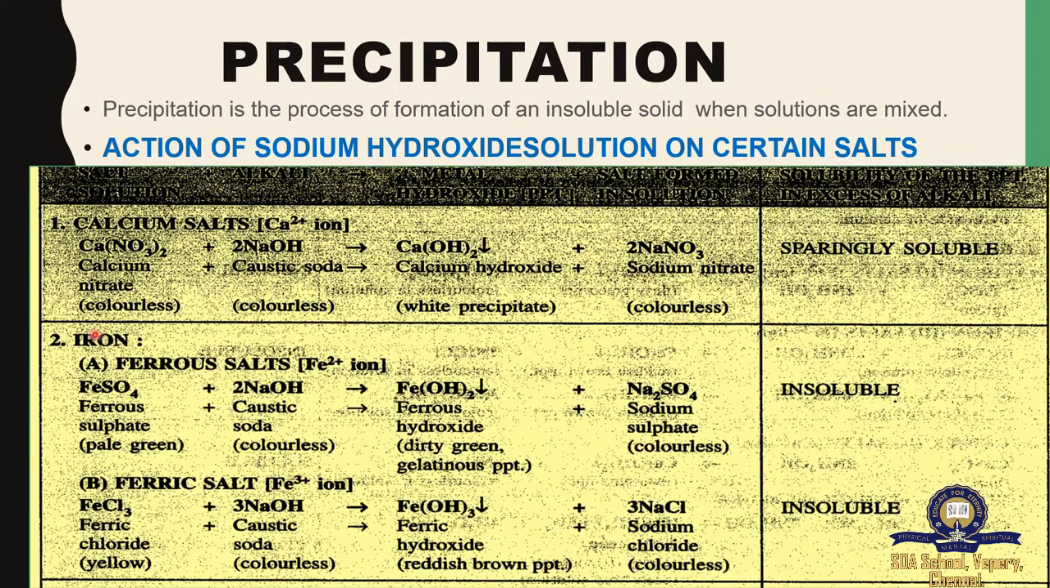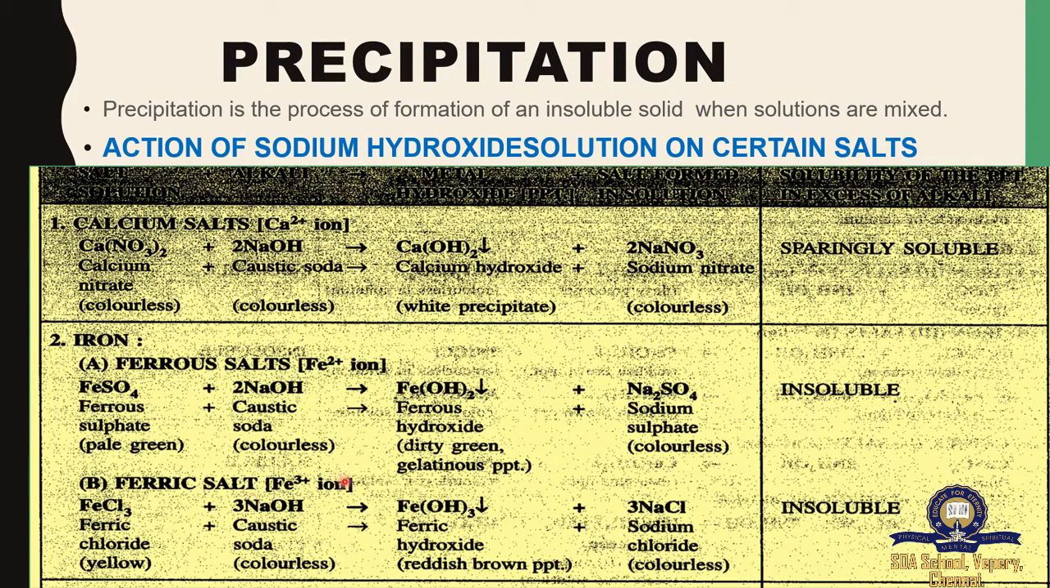Next, the iron salt. First, the iron 2 salt: ferrous sulfate reacts with caustic soda, that is sodium hydroxide. Ferrous hydroxide is precipitated. Its color is dirty green, a gelatinous precipitate. Gelatinous means somehow it is sticky in nature. And then sodium sulfate we get is colorless. It is totally insoluble, that's why we get a gelatinous precipitate.